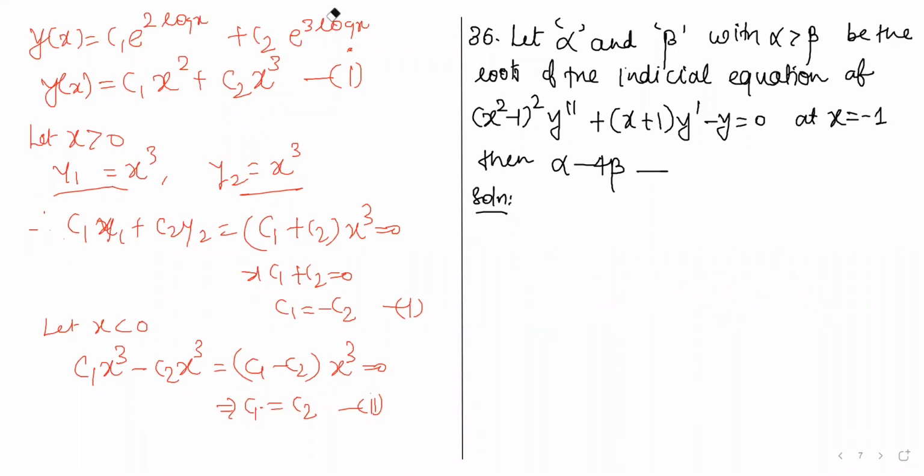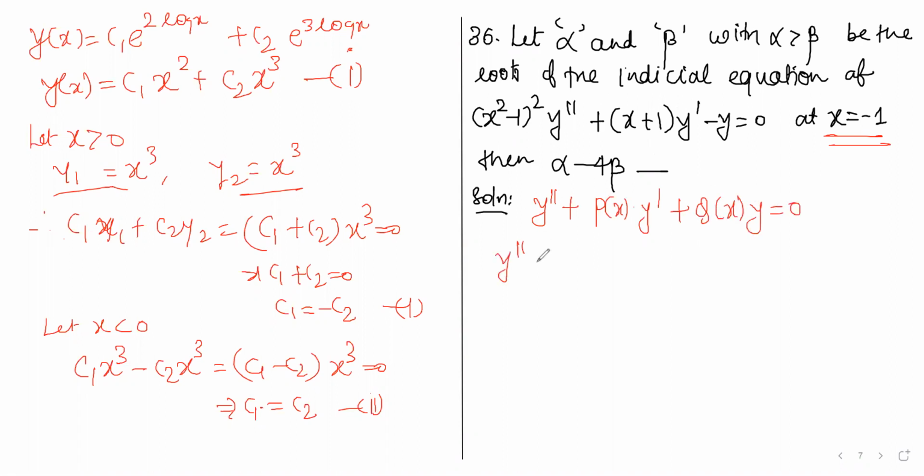Now let's solve this one. It says alpha and beta are the roots of this initial equation. So at x equal to -1, what will happen for alpha and for beta? Let me write down in this form first: y double dash plus p of x into y dash plus q of x into y equal to 0. First write down in this form.